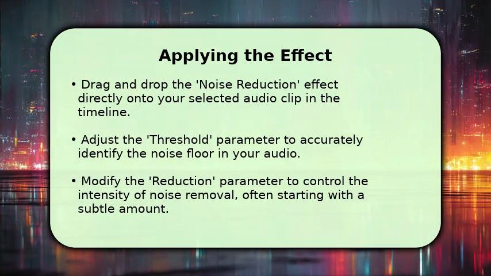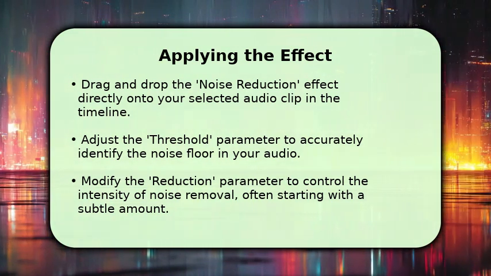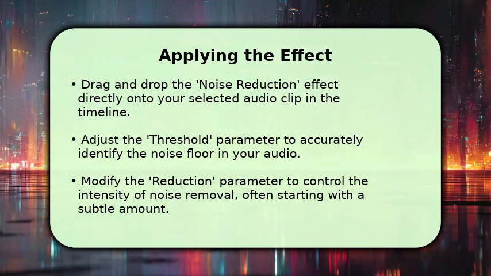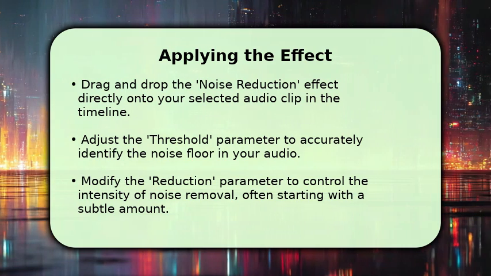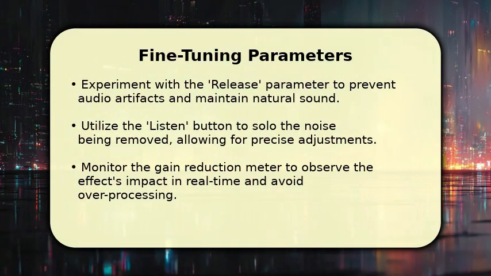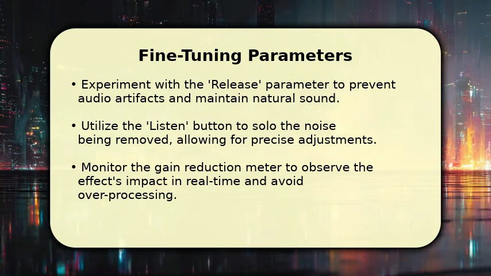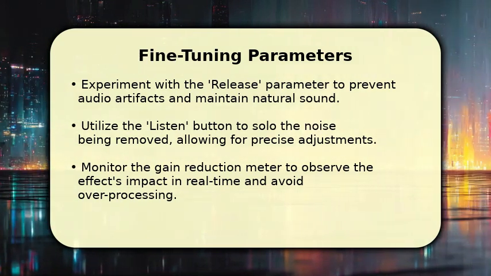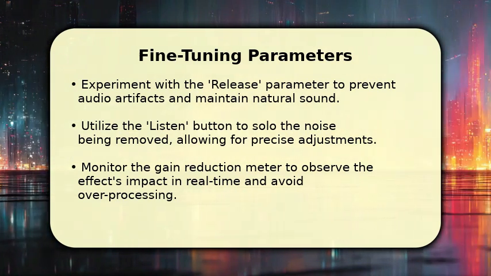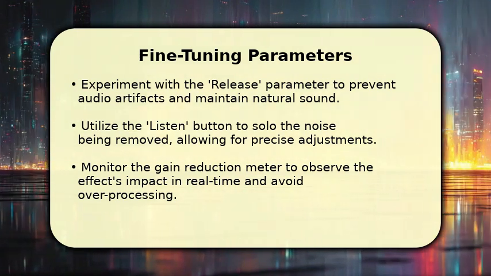Adjust the threshold to tell the effect where the noise floor is, and then use reduction to specify how much of that noise you want to eliminate, often starting with a subtle 10 to 20%. Fine-tuning is key for natural-sounding results. Experiment with the release parameter to prevent the audio from sounding choppy or unnatural. A setting between 50 and 100 milliseconds often works well.